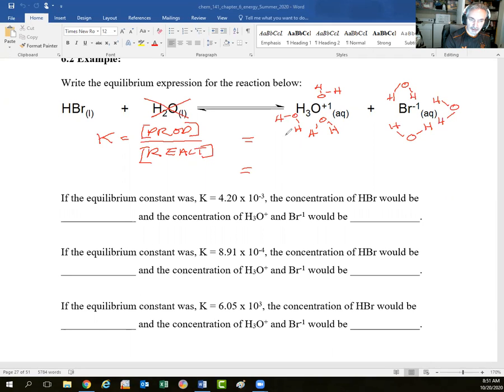So it's going to be the hydronium ion concentration multiplied by the bromide ion concentration divided by the concentration of the hydrogen bromide itself.